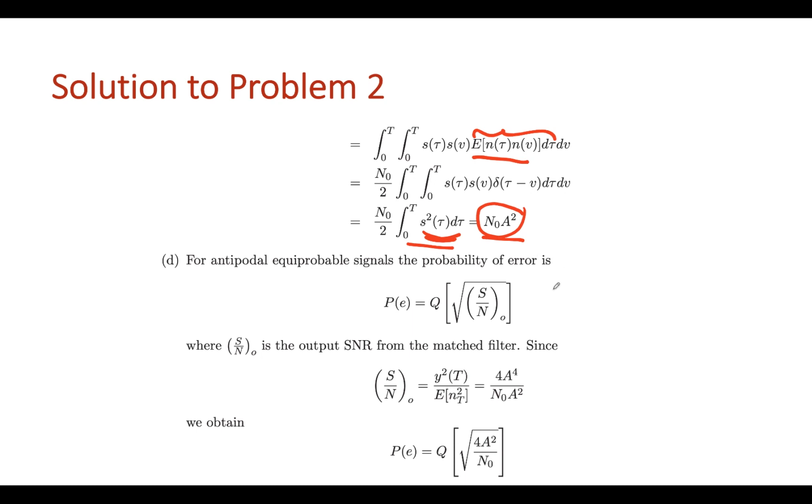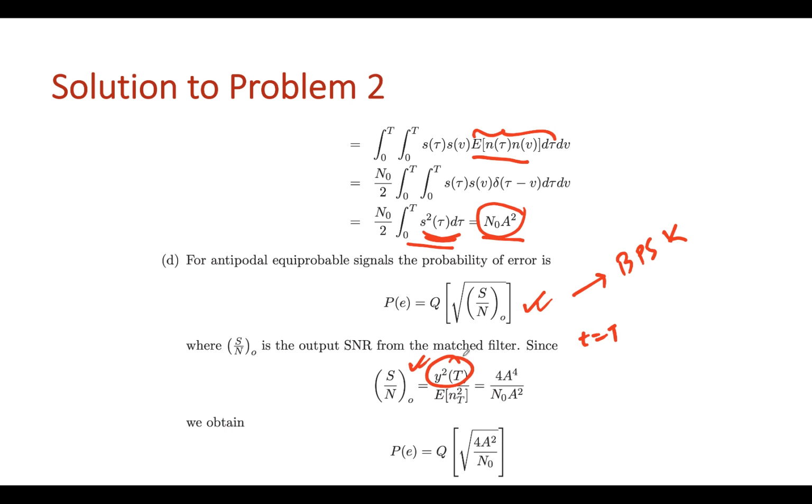Now for antipodal equiprobable signals, the probability of error is like this. You have seen this in the case of BPSK. Okay, so now you can calculate this signal to noise ratio. So that is basically your signal term, which is the output of the matched filter. Okay, that was y(t) sampled at t equal to T. So that you have calculated in part B.